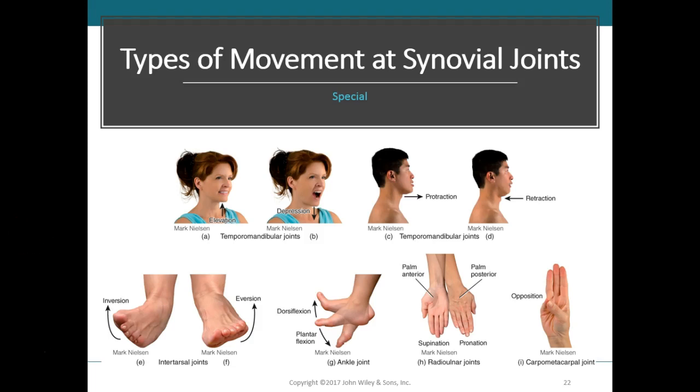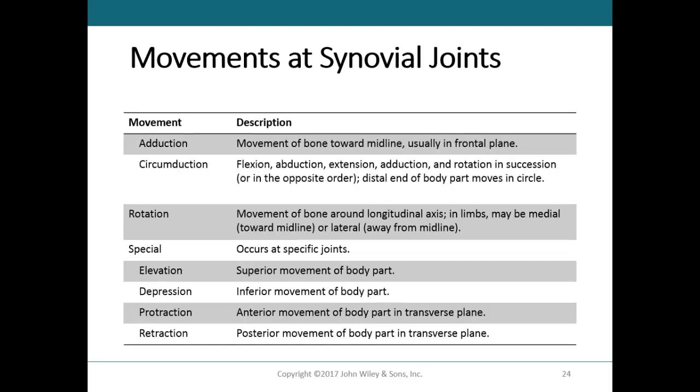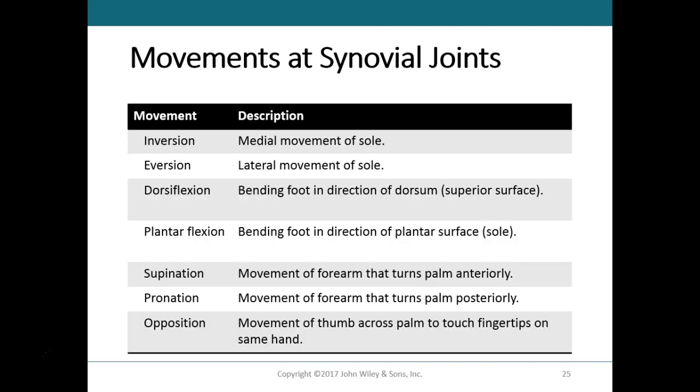Okay, on the next couple of slides, maybe two or three slides, you simply have all of this written down for you now. So you've seen some images of what gliding and different types of angular motion are. We've talked about rotation and special movements. So now you have this in a nice table form for you as well.